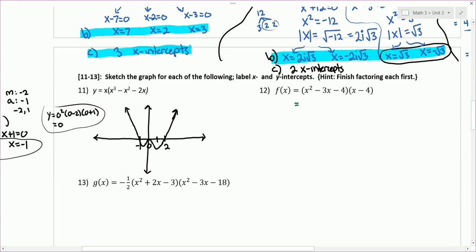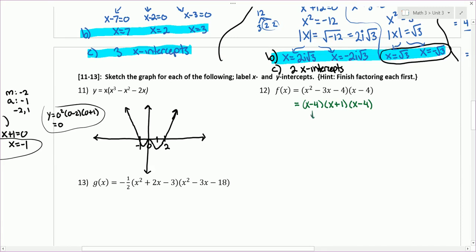Factor further. So we're looking for two numbers that multiply to negative 4 and add to negative 3. Negative 4 and 1, so x minus 4 times x plus 1, and we already had another x minus 4. So we got three factors.